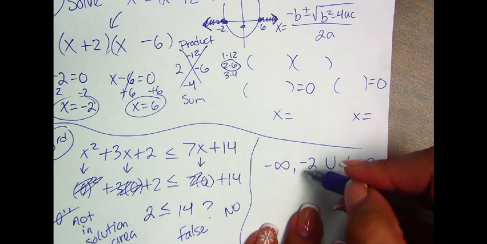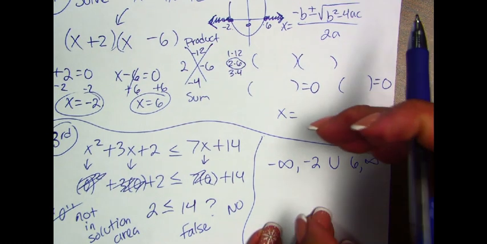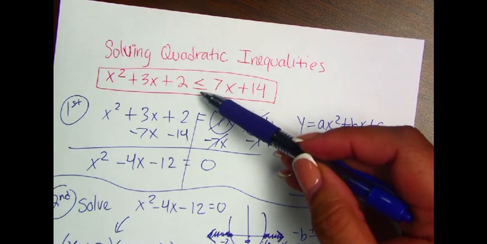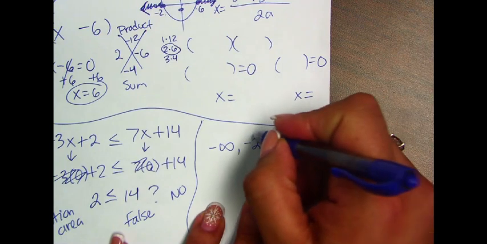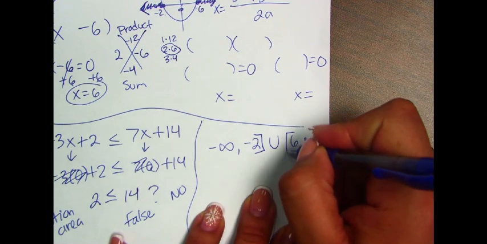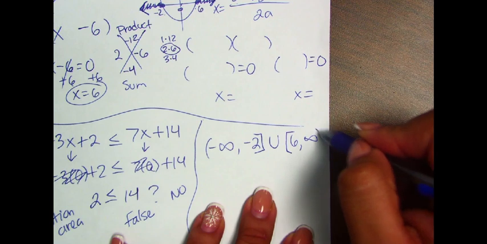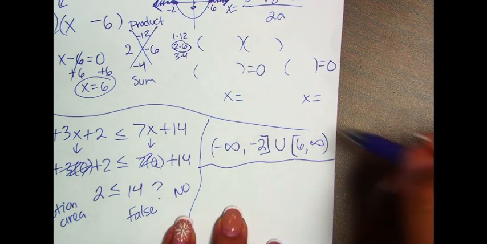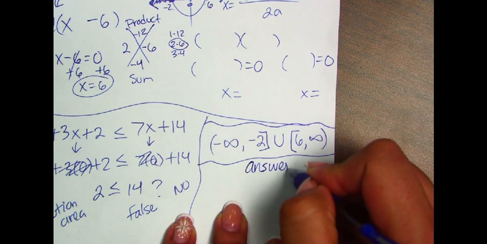Before finalizing this, we need to put brackets or parentheses based on whether we're including the values or not. And it goes back to the symbol. This symbol means less than or equal to, so we can include negative 2 and we can include 6. But remember that infinities never stop, so we're going to keep going. So this right here is the final notation for your answer to the inequality.